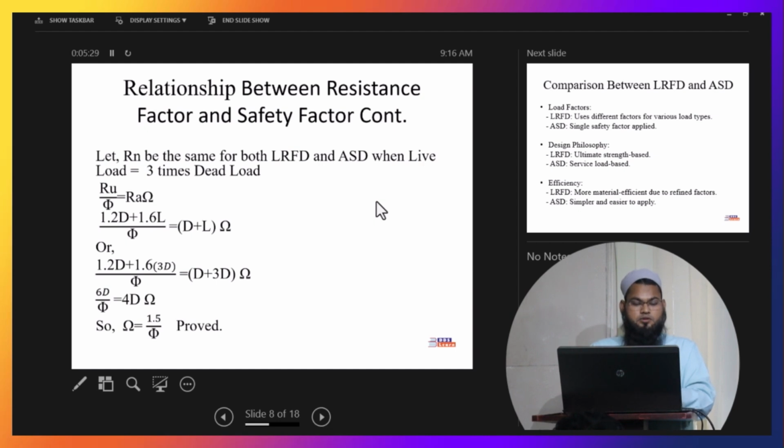Or 1.2 dead load plus 1.6 times 3 dead load in place of live load, equal to D plus 3 dead load in place of live load. So we get 6 dead load divided by the resistance factor equals 4 dead load times the safety factor. So here the relationship is proved. The safety factor is equal to 1.5 divided by the resistance factor.